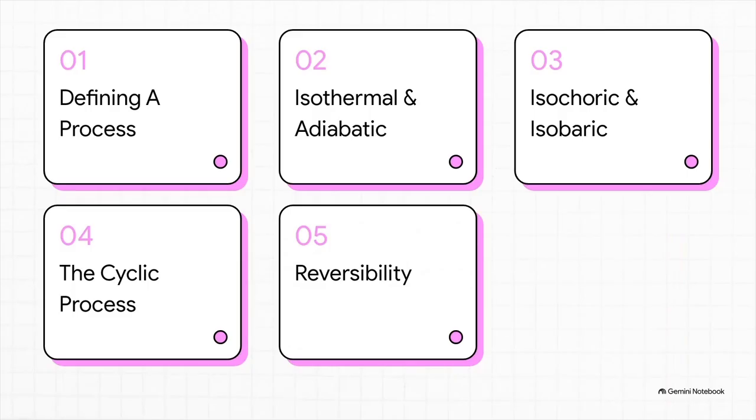Okay, let's dive into this. Here is a roadmap for a sequential tour of thermodynamic processes today. First, we'll define a thermodynamic process. Then we'll break down isothermal and adiabatic processes, move on to isochoric and isobaric processes, explore cyclic processes, and finally take a look at reversible versus irreversible processes.